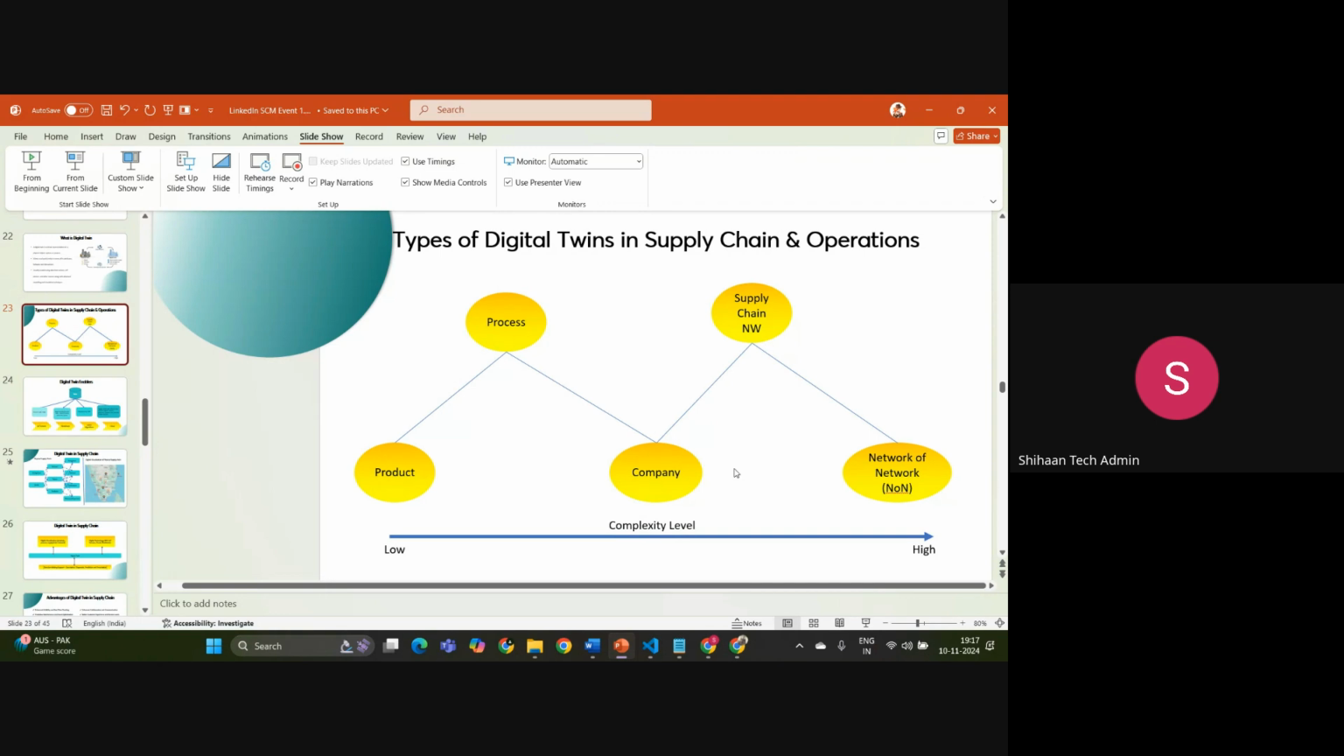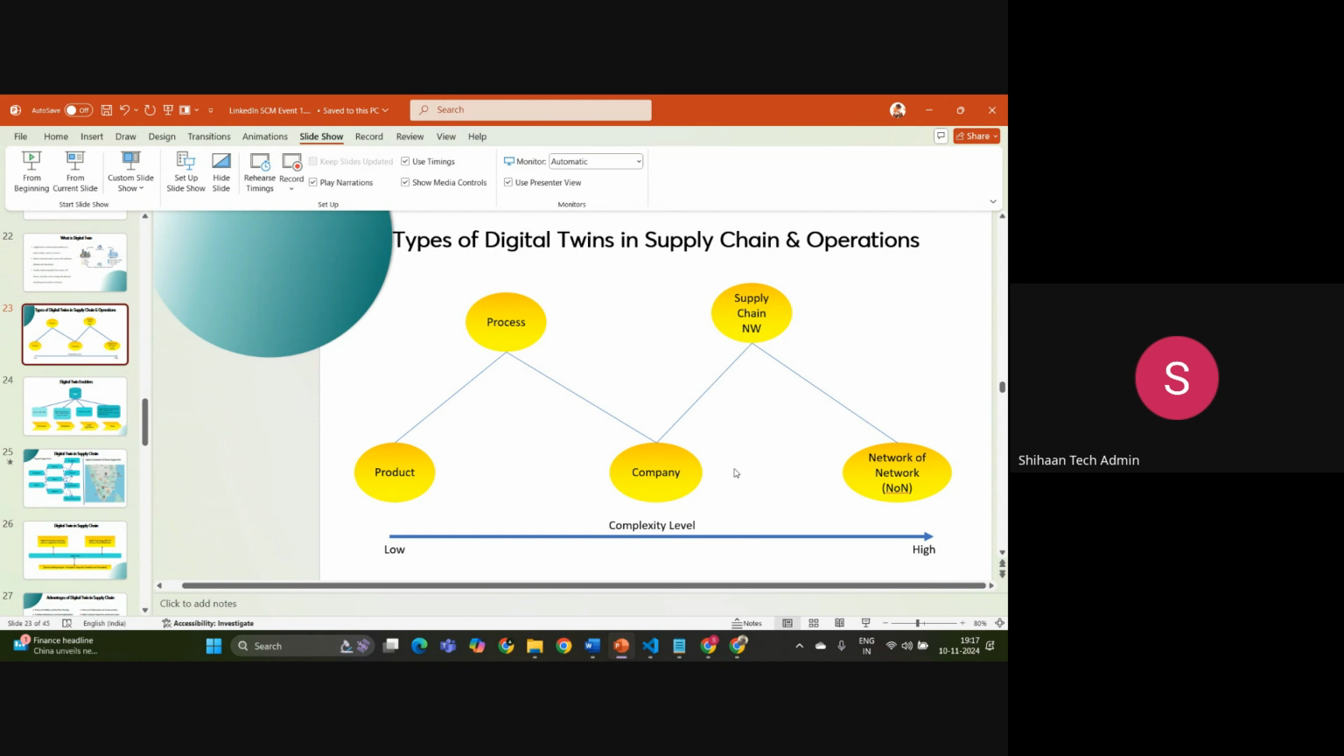Data will be available where you have in-house data. Suppose you are building a twin of a product. We build a digital twin by taking the data from CAD software and CAM software. Have you heard the names? Yes, computer aided design, computer aided manufacturing. From there you can take the data and build a twin of the product.